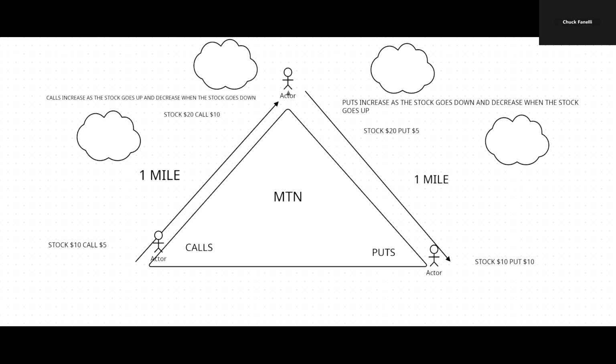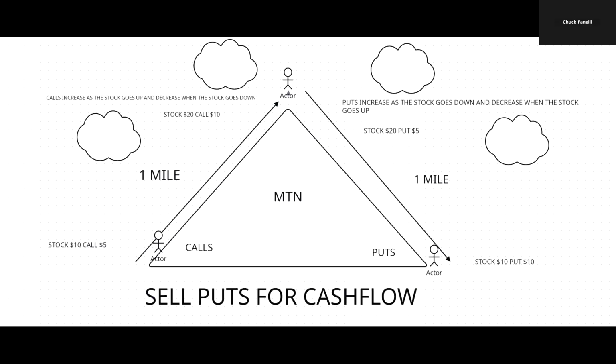So why do I say that? What I like to do, and this is where the lesson's going to come in, is sell puts for cash flow. People always ask me, what the hell does that mean? How do you do it? Sell puts for cash flow. This is what we're going to do. So imagine, okay, that this is the price action. Let's say the stock is down here at $8, okay?